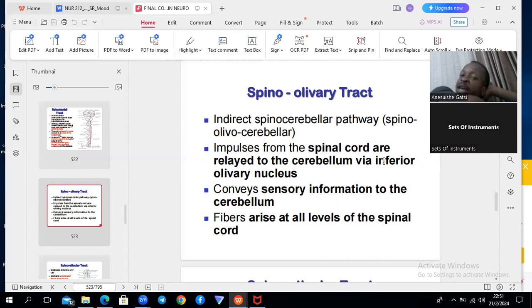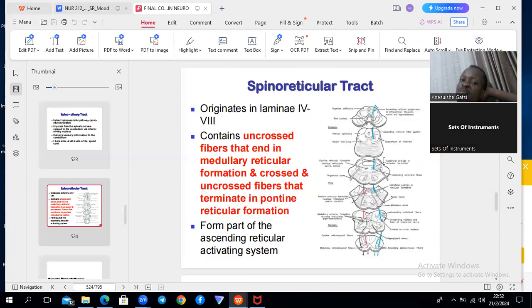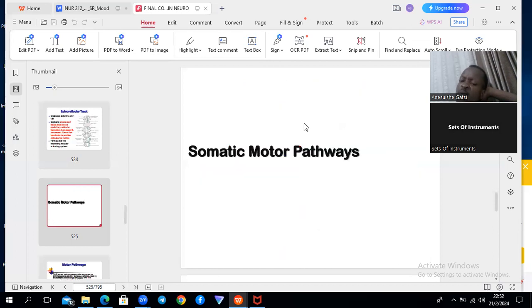Why am I saying inferior? Because the superior olivary nucleus is involved in hearing. So we'll talk about the superior olivary nucleus when we do the hearing pathways. But don't worry much about this. Spinoreticular, I think I've talked about this. These are the pain fibers going to the reticular formation. They create the ascending reticular activating system, which keeps you up for pain. You won't sleep. I'm sure some of you have had pain where you don't sleep.